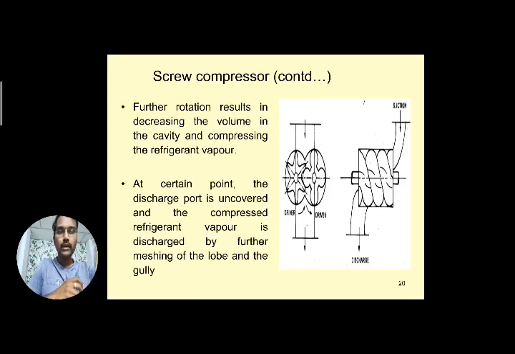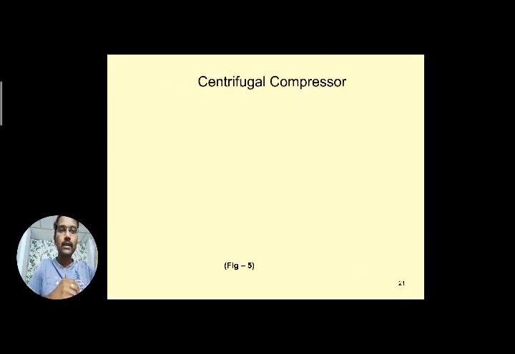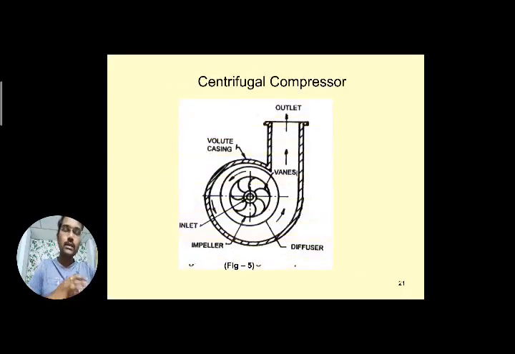At a certain point, the discharge port is uncovered. It means it gets opened, and the compressed refrigerant is discharged through the discharge valve by further meshing of the lobe and the gully. In continuation, the compressed vapor refrigerant is thrown out through the discharge valve. So this is regarding the screw compressor.